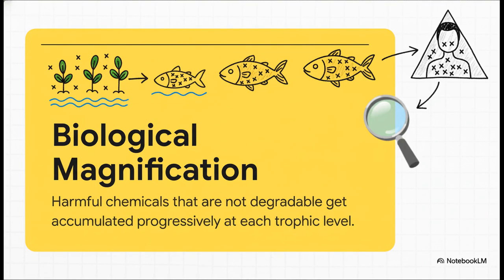Now, this next concept is a little scary, but very important. It's called biological magnification. Imagine farmers spray pesticides. These harmful chemicals get into the plants. Then a goat eats lots of these plants. The chemical builds up inside the goat. Then a human eats the goat. See what's happening? The poison gets more and more concentrated at each trophic level. And because humans are often at the top of the food chain, we can get the highest dose.